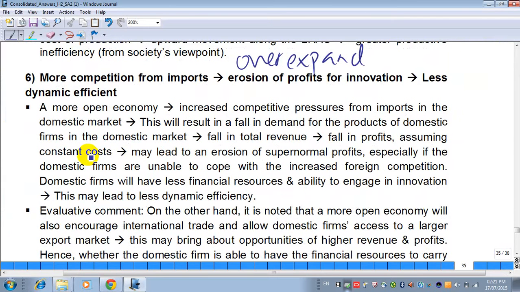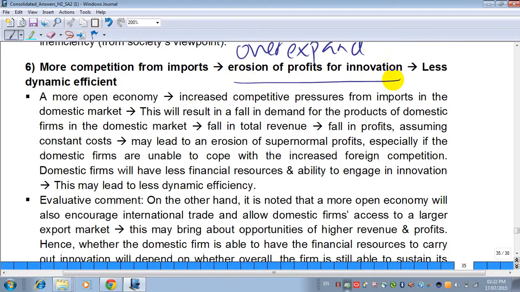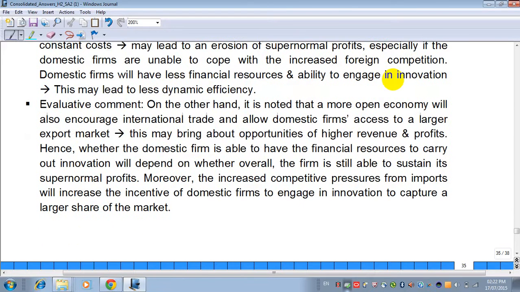Number 6, more competition from imports. I think a lot of you mentioned this, which is why I'm not going to go through this in detail, but the idea is that with more competition, there's an erosion of profits for the firms, which means that they're less able to innovate. They become more dynamically inefficient because they have less supernormal profits to fund their innovative efforts.